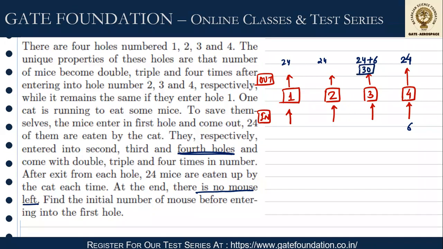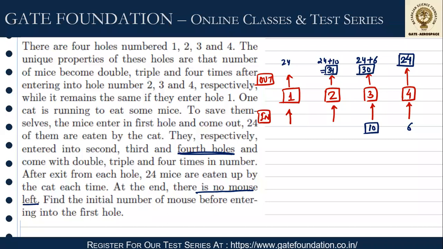So 30 came out of the third hole, and how many went there? Obviously 10 went there, so they become 30. They become 3 times. So 10 went there, right? And these 10 were the mice which were left after the second hole, and 24 were eaten, 10 were left. So it will become 34. So 34 actually came out of the second hole. This was 24 the cat ate, and 10 were left.